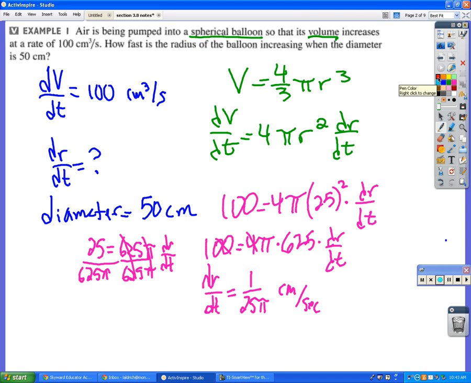So in this situation, when the diameter is 50 centimeters, the radius is increasing at a rate of 1 over 25 pi centimeters per second.